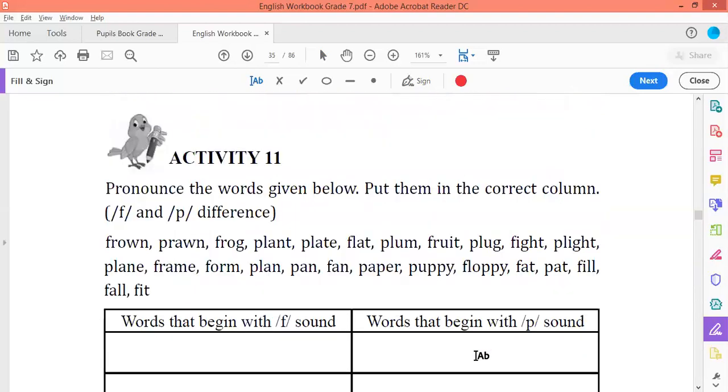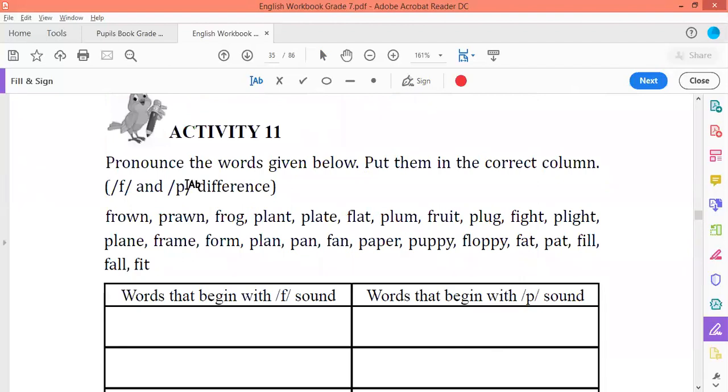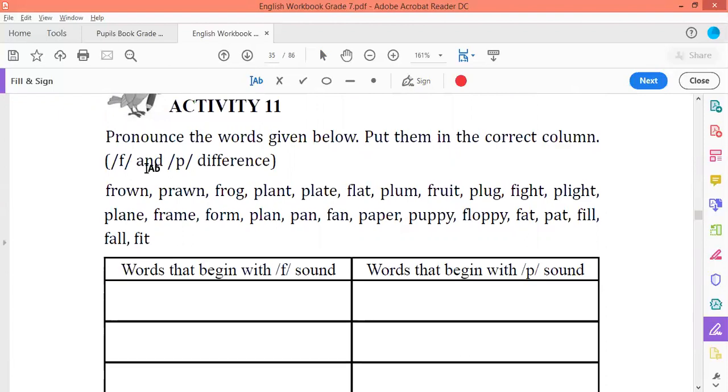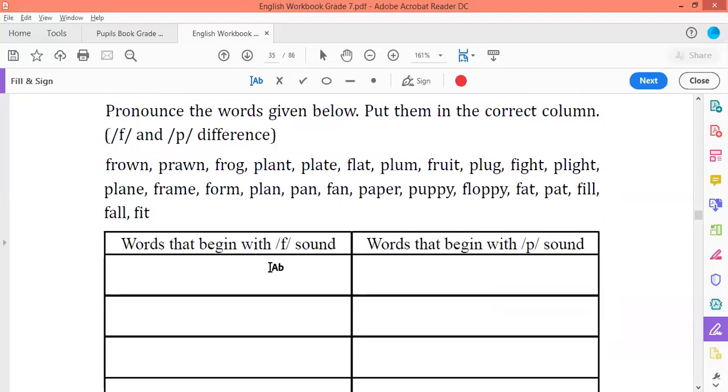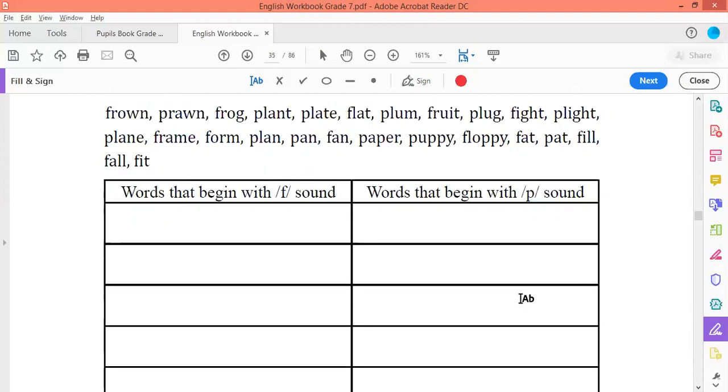Moving on to activity 11. Pronounce the words given below. Put them in the correct column. F and P, different. This is going to be very easy because all the F words go in the first column, all the P words go in the second column. Okay, I will read the words first.